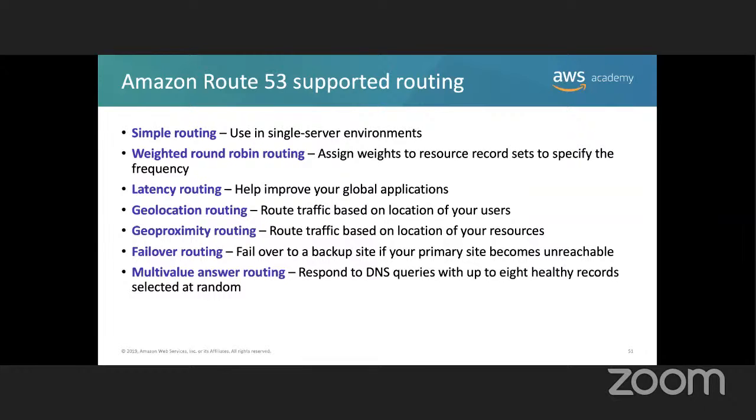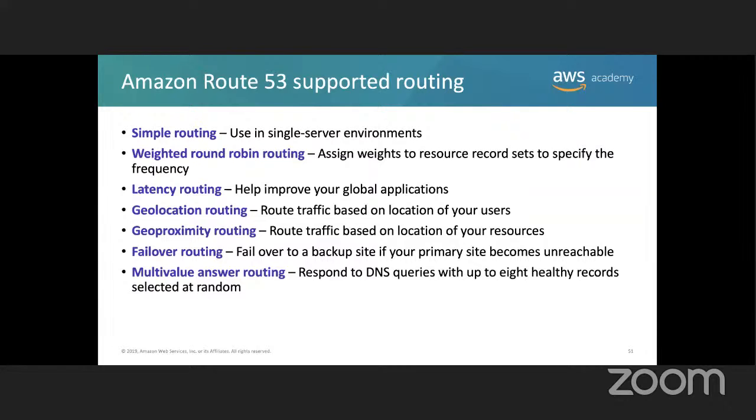Failover, very common when you want to failover to a different region, for example, or a different environment. Okay, so failover to a backup site if your primary site becomes unreachable. Okay? So you use this when you want to configure active-passive failover. Right? Route 53 can help detect an outage of your website and redirect your users to alternate locations when your application is not operating properly. Okay?